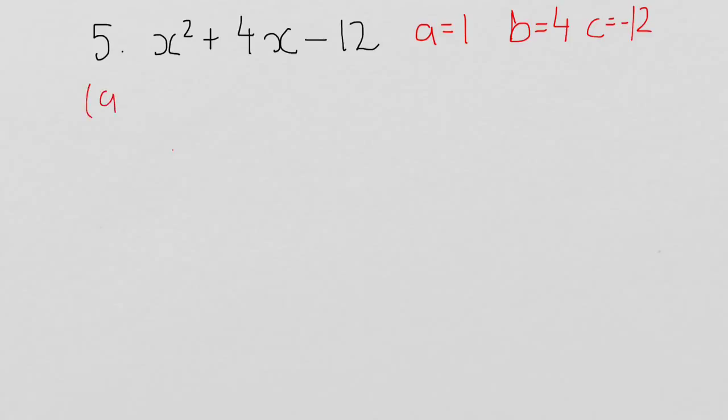We can then put these values into B squared minus 4AC, and in order to confirm the graph meets the x-axis at 2 distinct points, your answer should be more than 0.